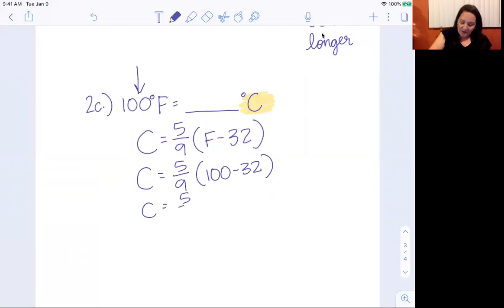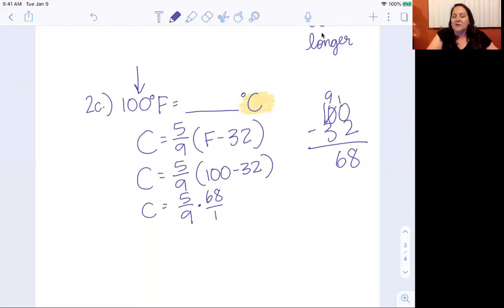C equals 5/9 times... I like to come over here and work this out, because sometimes we don't necessarily get the right answer unless we're working it out diligently. Times 68 over 1. Now, do 9 and 68 share any common factors? Does 9 go into 68? No, it does not. Does 3 go into 68? No, it does not. So when we're faced with a problem like that, what we have to do is multiply the numerators.